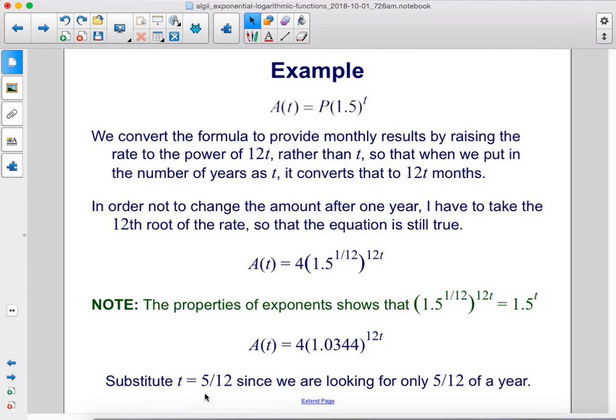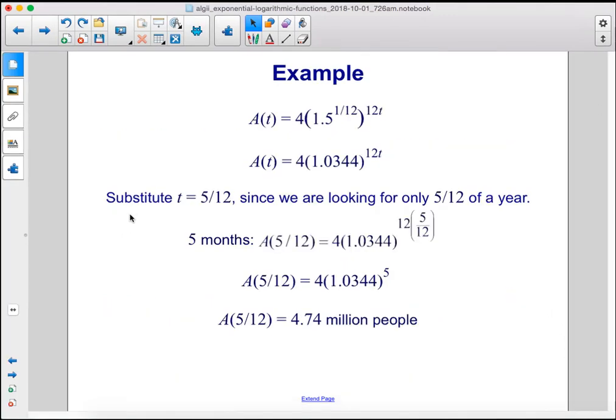We substitute t equals 5 over 12, since we are looking for only 5/12ths of a year, 5 months. That would be A of 5/12ths equals 4 times 1.0344 raised to the 12 times 5 over 12 power, which simplifies to the 5th power because the 12s cancel. A of 5 over 12 equals 4.74 million people.